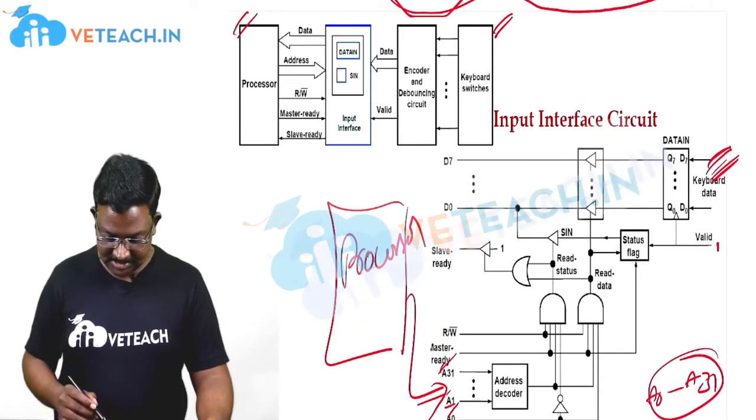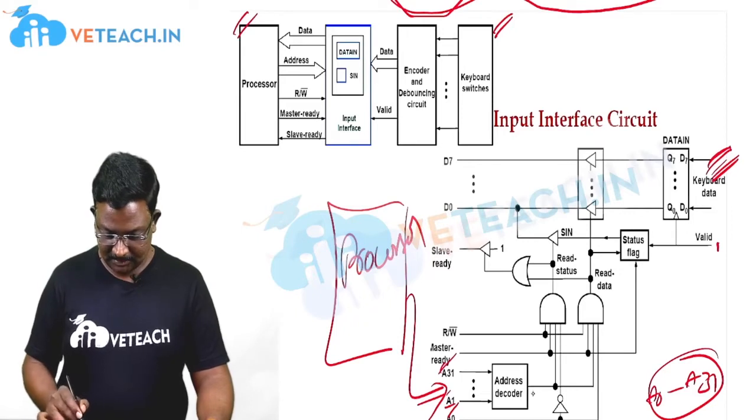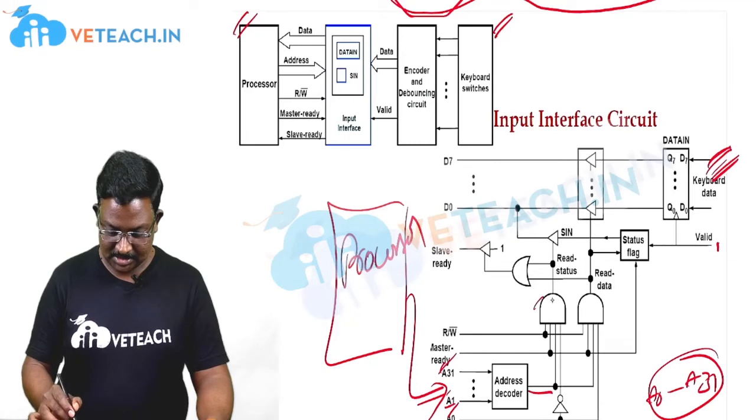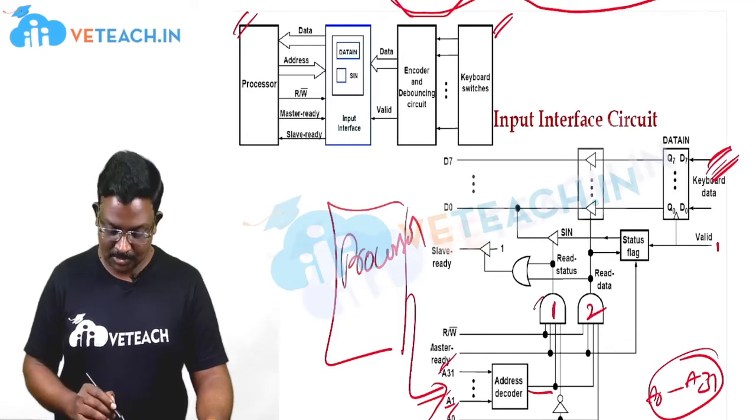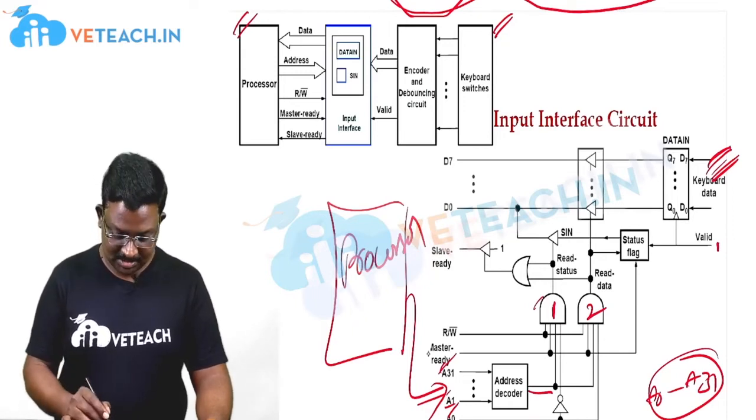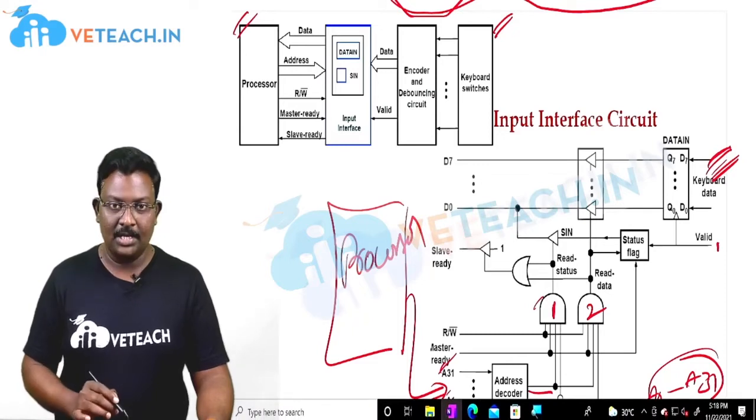So these address lines are being connected. Here we can see these address lines are being connected to two AND gates. This is AND gate 1 and this is AND gate 2. And to these AND gates we have other signals also connected, that is the master ready signal and the read/write operation.